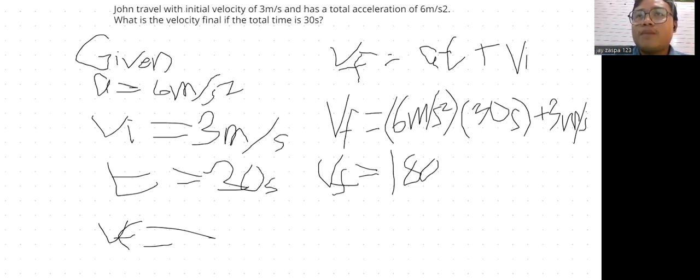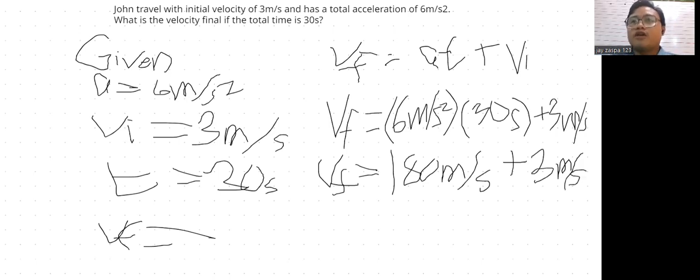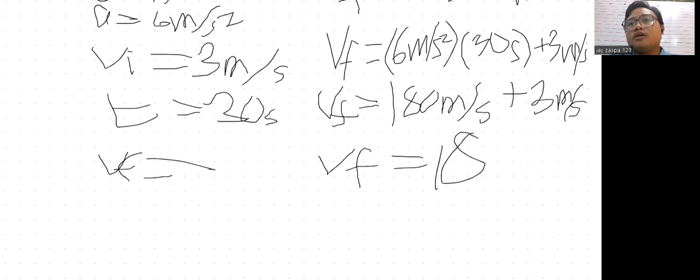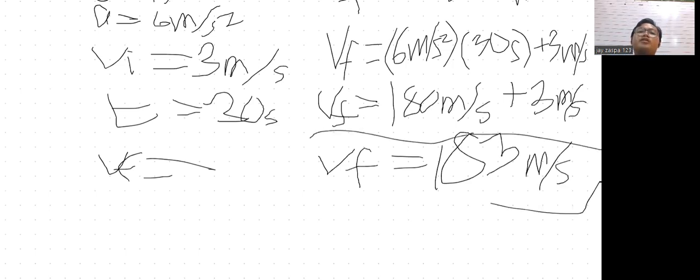Okay, so we'll be having meter per second, and then plus 3 meter per second. So after you solve that, you're going to get the final velocity. 180 meter per second plus 3 meter per second, that will be 183 meter per second. Simple, right? So that is how you solve the final velocity. It's very easy.